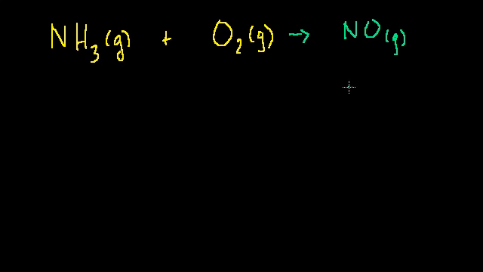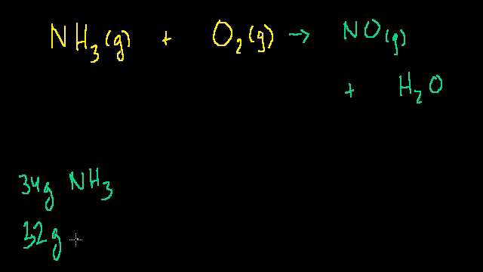So plus some H2O. And we're told that we're given 34 grams of ammonia. This is the ammonia right there. And we're given 32 grams of oxygen. And this is going to be the oxygen molecule, O2. So the question is how many grams of nitrogen monoxide, or the nitric oxide, are going to be produced? So how much of the NO, just the NO, is going to be produced in grams?